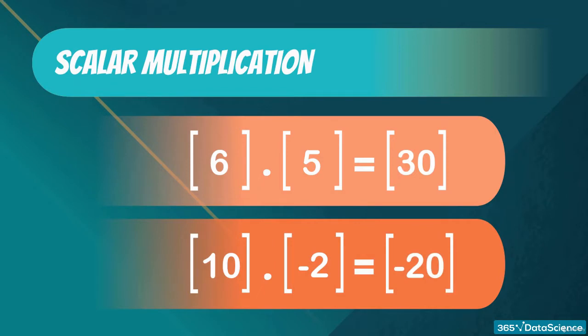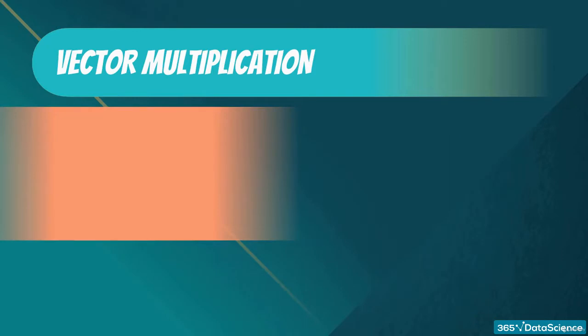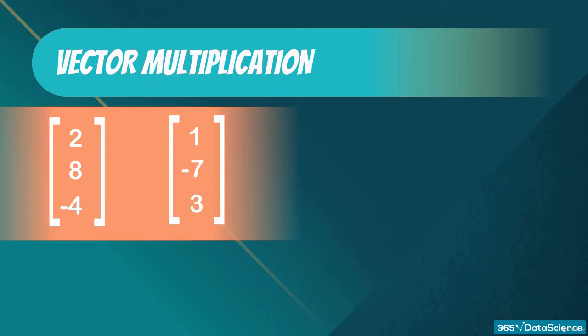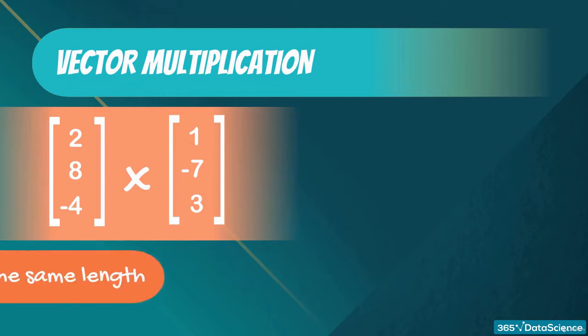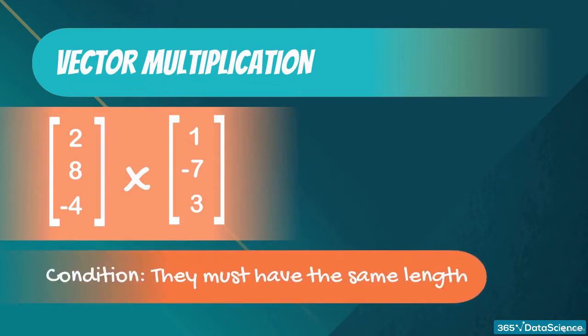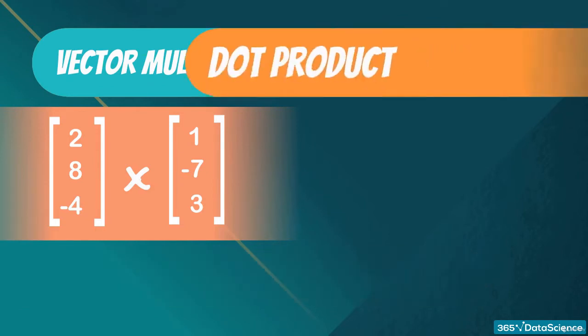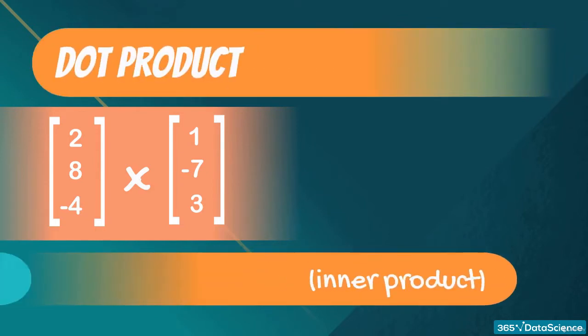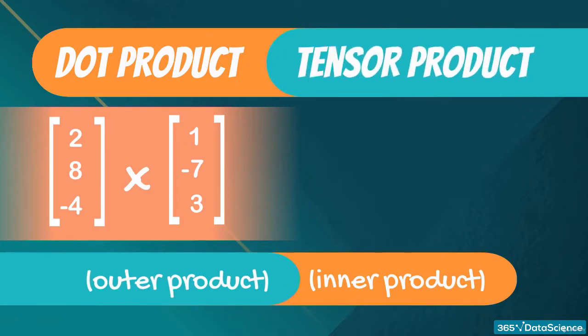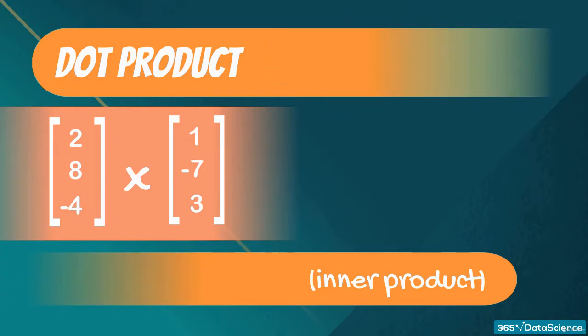It is much more interesting to investigate vector multiplication. So, let's take these two vectors: 2, 8, minus 4, and 1, minus 7, 3. If we want to multiply them, the condition is they must be compatible, or in other words, have the same length. All right. There are two types of products we can get. One is called dot or inner product, while the other, outer or tensor product. Here, we won't be needing the outer product, so you can read about it on your own if you wish.